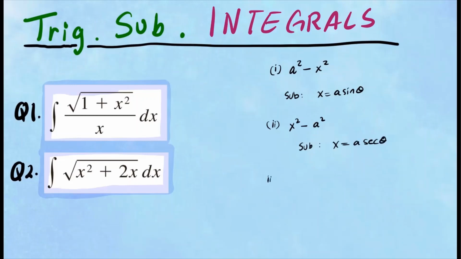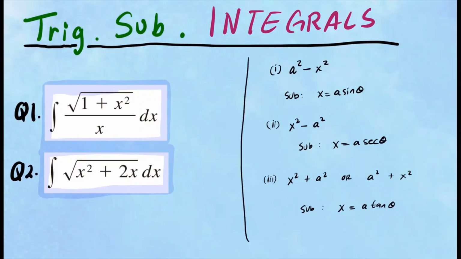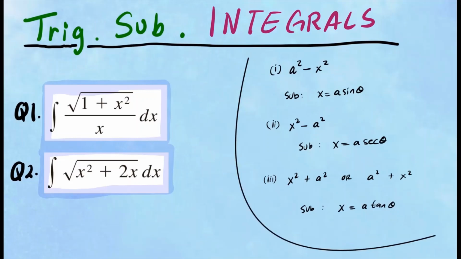And lastly, if you have the form in your integrand, either x squared plus a squared or a squared plus x squared, if you have any of these forms, then you're going to make the following substitution: x equals a tangent theta. So remembering these three will help us a lot to work out these problems.